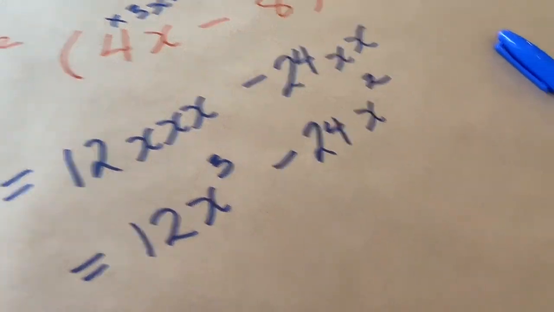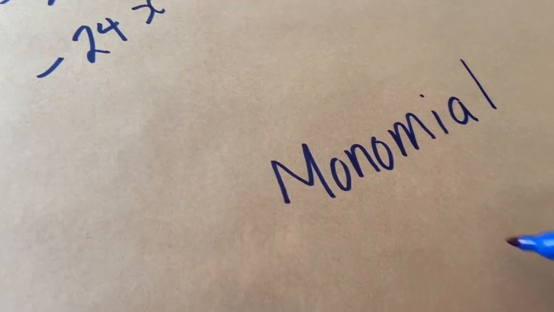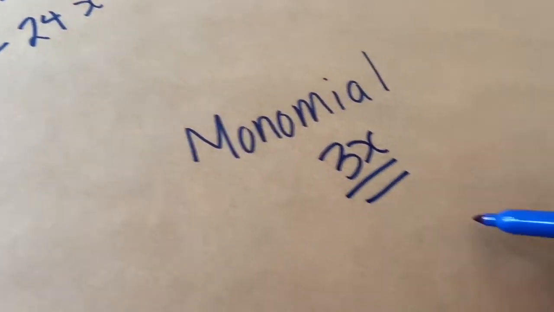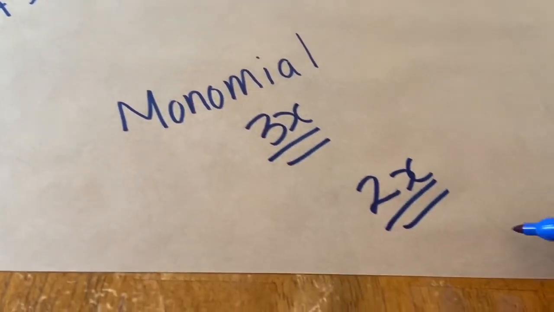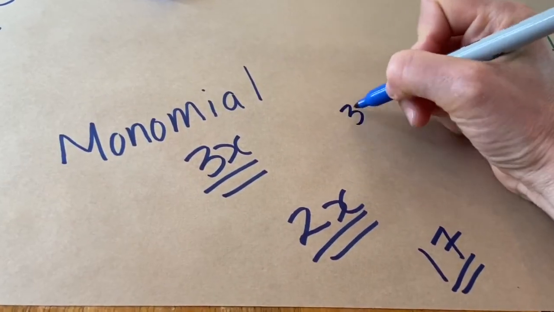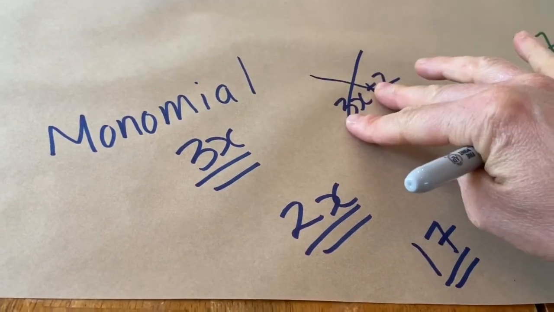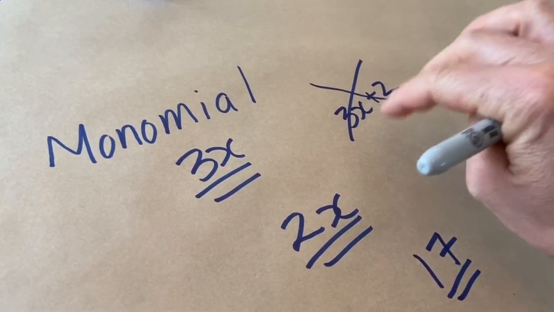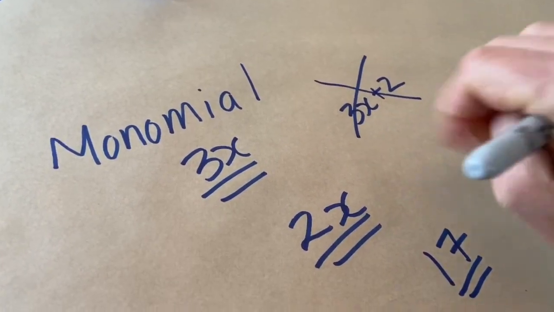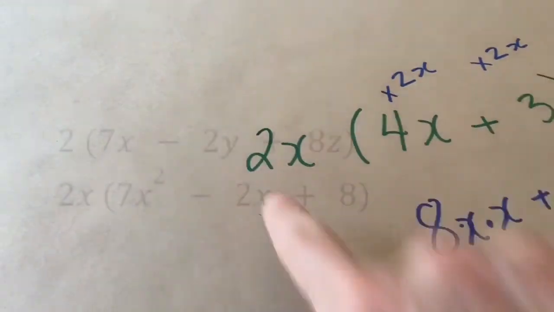That is multiplying a polynomial by a monomial. And when you see this word monomial, it's just a fancy math word that means that there's only one part. 3x would be a monomial. 2x would be a monomial. 17 would be a monomial. But if I had 3x plus 2, that would not be a monomial because there's two parts. And so when we get to grade 10, we'll learn how to multiply a polynomial by something like this. But this year, we're only going to have one thing in front of the bracket.